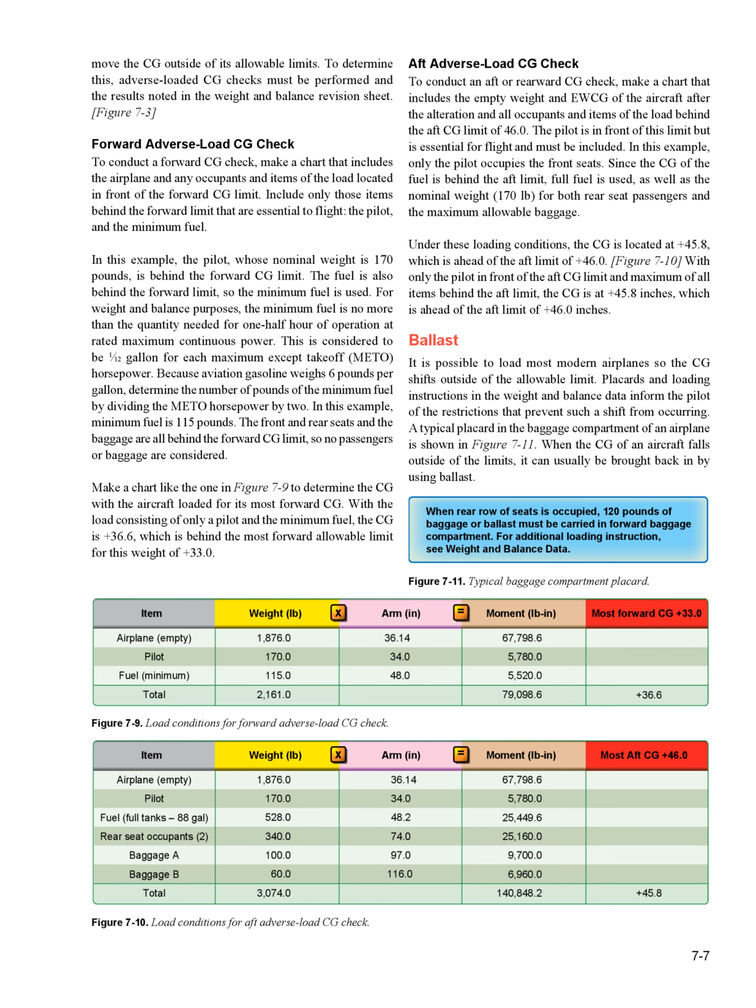In this example, only the pilot occupies the front seats. Since the CG of the fuel is behind the aft limit, full fuel is used, as well as the nominal weight, 170 pounds, for both rear seat passengers and the maximum allowable baggage. Under these loading conditions, the CG is located at plus 45.8, which is ahead of the aft limit of plus 46.0. Figure 7.10, with only the pilot in front of the aft CG limit and maximum of all items behind the aft limit, the CG is at plus 45.8 inches, which is ahead of the aft limit of plus 46.0 inches.